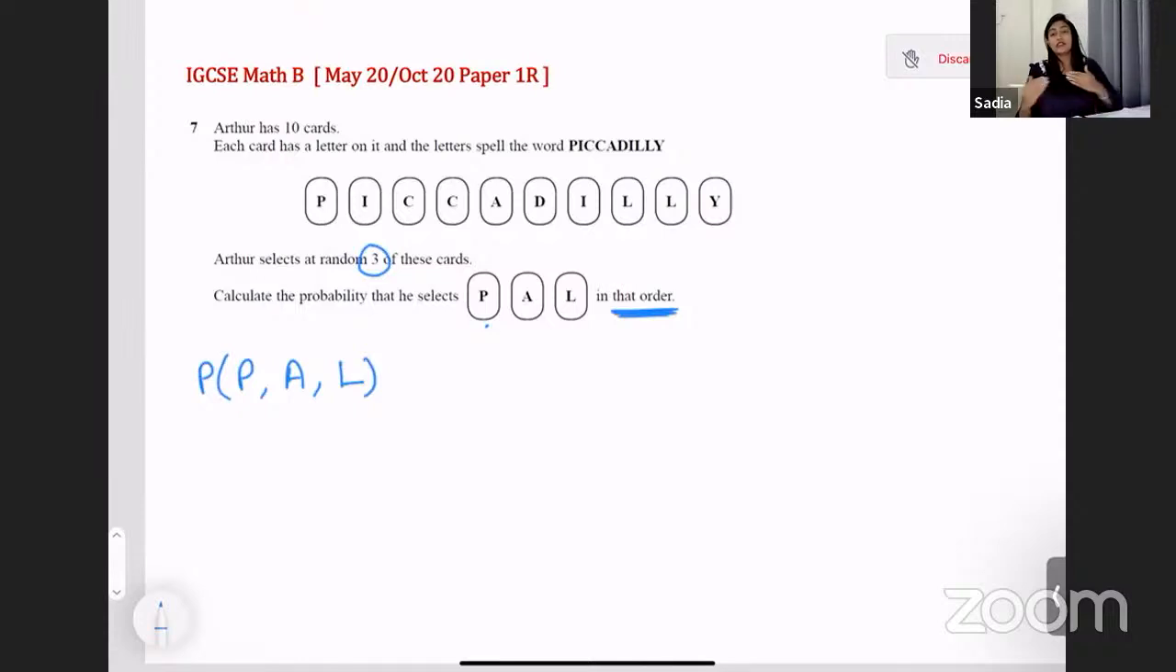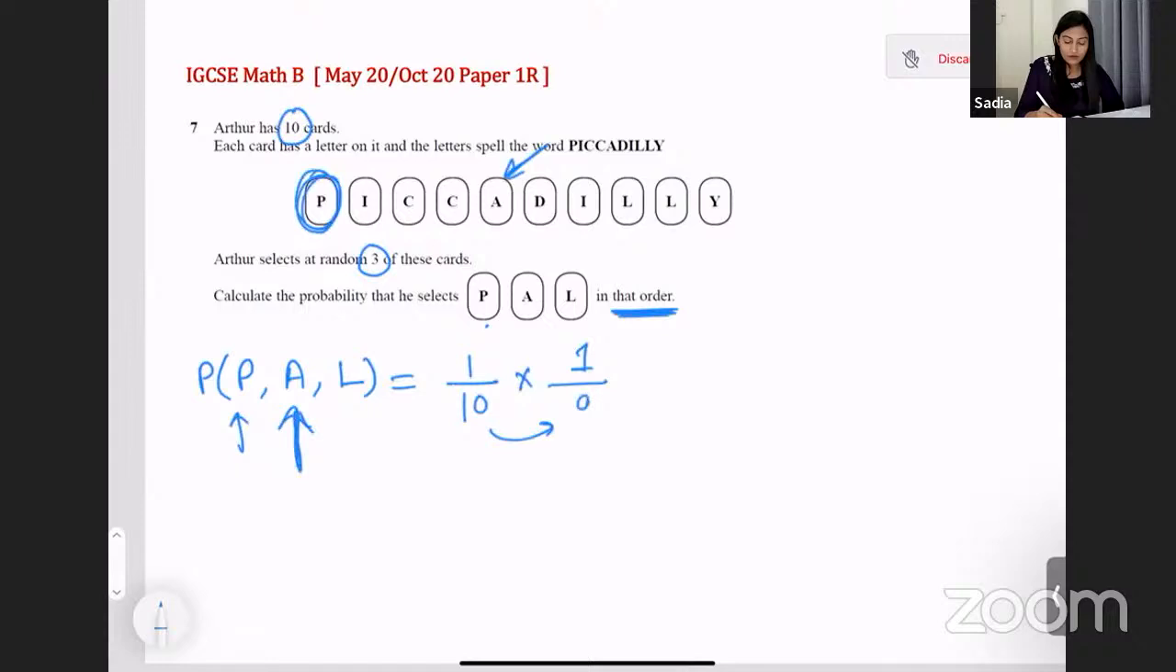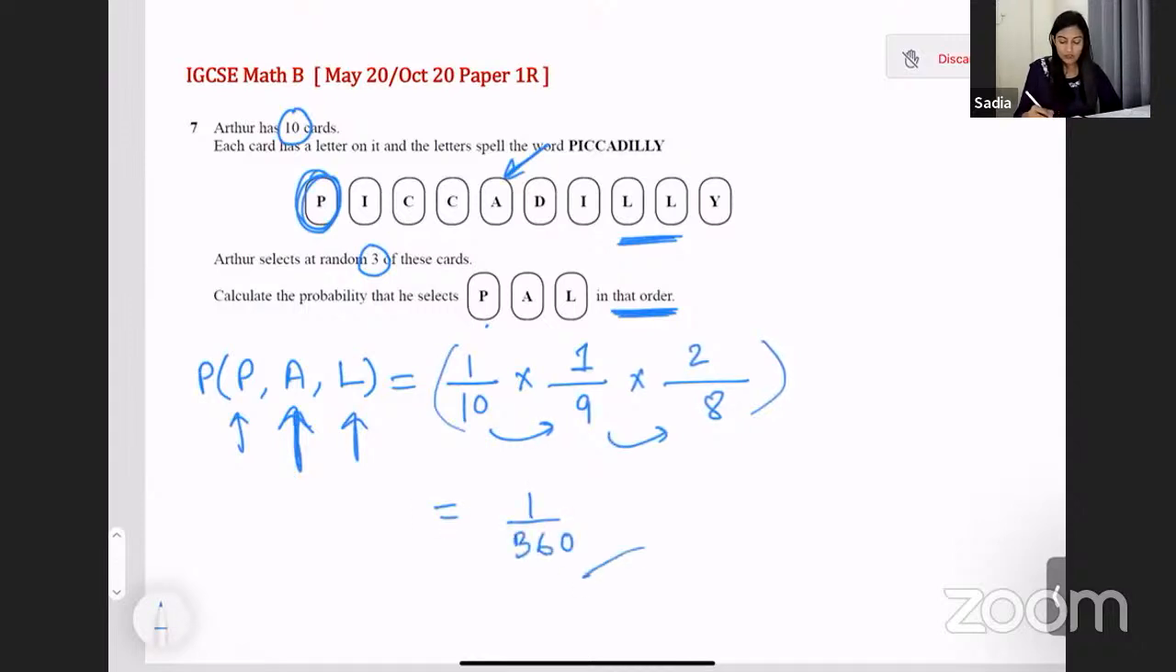You do not need to change the sequence because it's already fixed. You need to select P, A, L in this order. For the first card, when selecting P, we have only one card that represents P, and the total number of cards is 10. For the second, we need the number of cards that represent A, which is 1, and the total decreases to 9. For the third, it's L. We have 2 L's here, so it's 2 divided by the total, which decreases by 1 to 8. So the final result is 1/360.